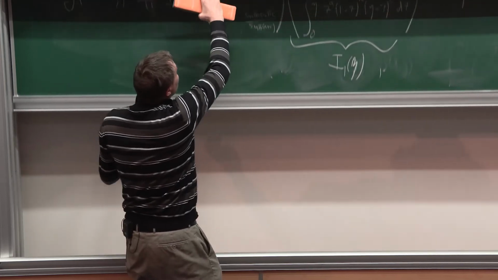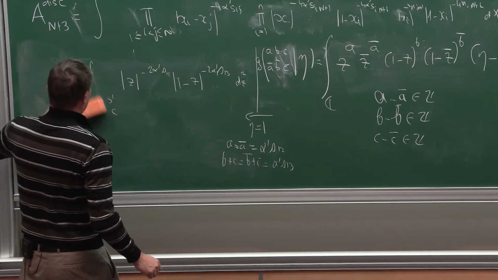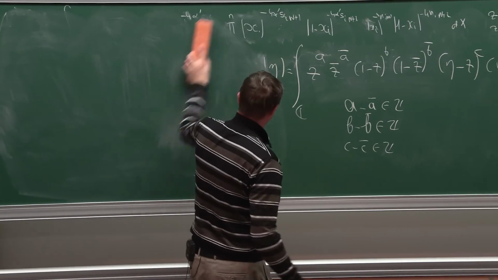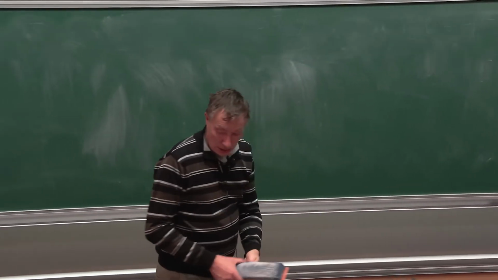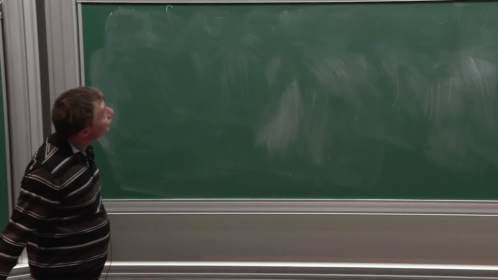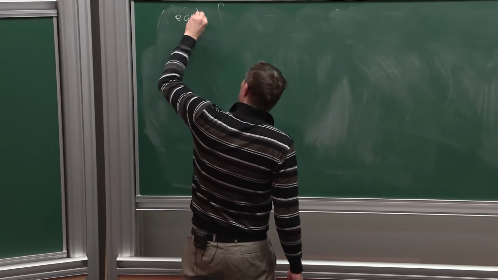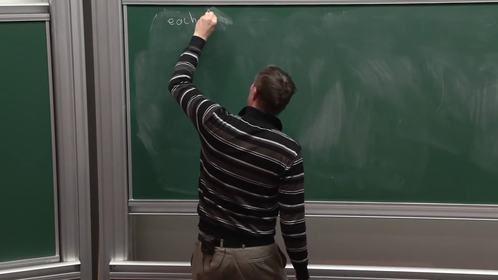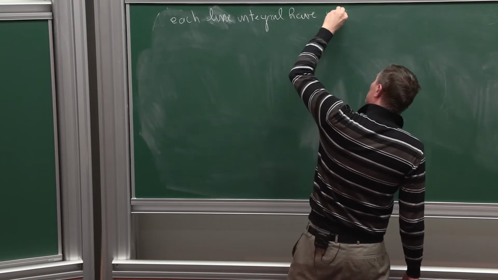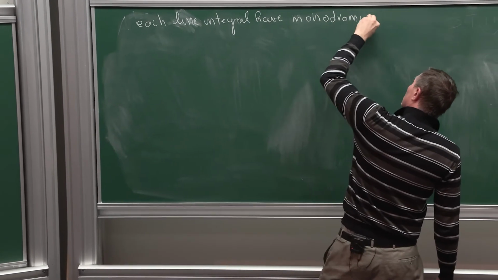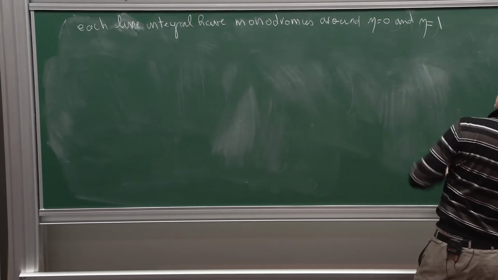Because I'm separating the integrals, it's complex. What's happening here is that each of the integrals there, as a function of eta, you know them. They are hypergeometric, right? So each line integral has monodromies around eta equals 0 and eta equals 1.